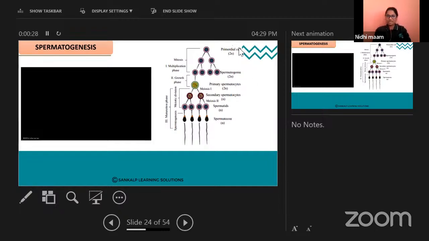So first, the primordial cell, which will be diploid in condition, undergoes mitotic division and forms spermatogonia cells. Spermatogonia cells will increase in size and are called primary spermatocytes. Primary spermatocytes will undergo first meiotic division and form haploid secondary spermatocytes. Secondary spermatocytes will undergo meiosis 2 and form spermatids. Spermatids change morphologically and become spermatozoa. This process is called spermiogenesis. So this is about spermatogenesis.